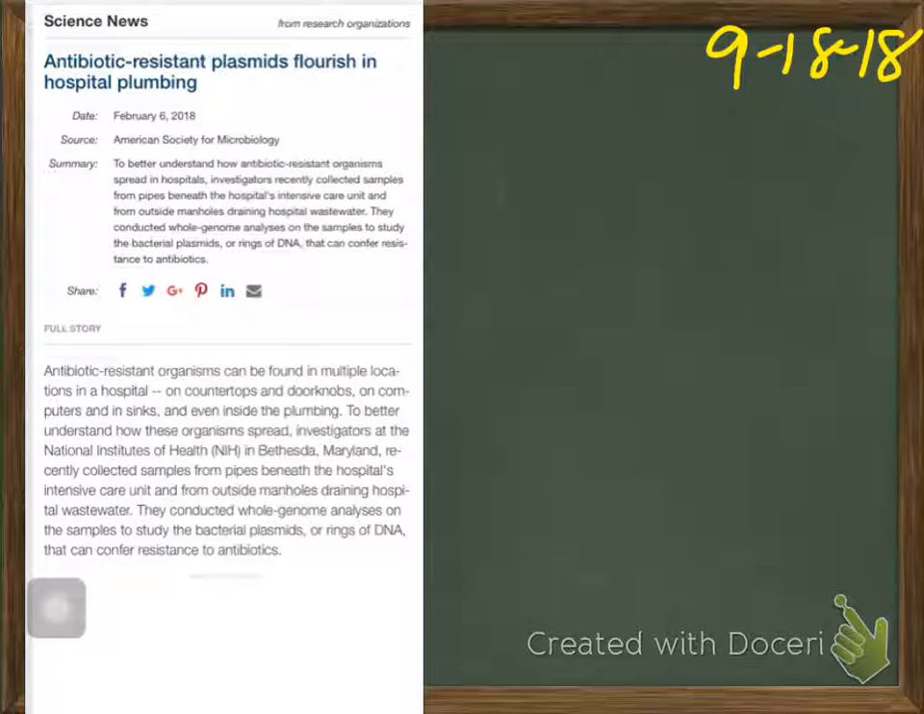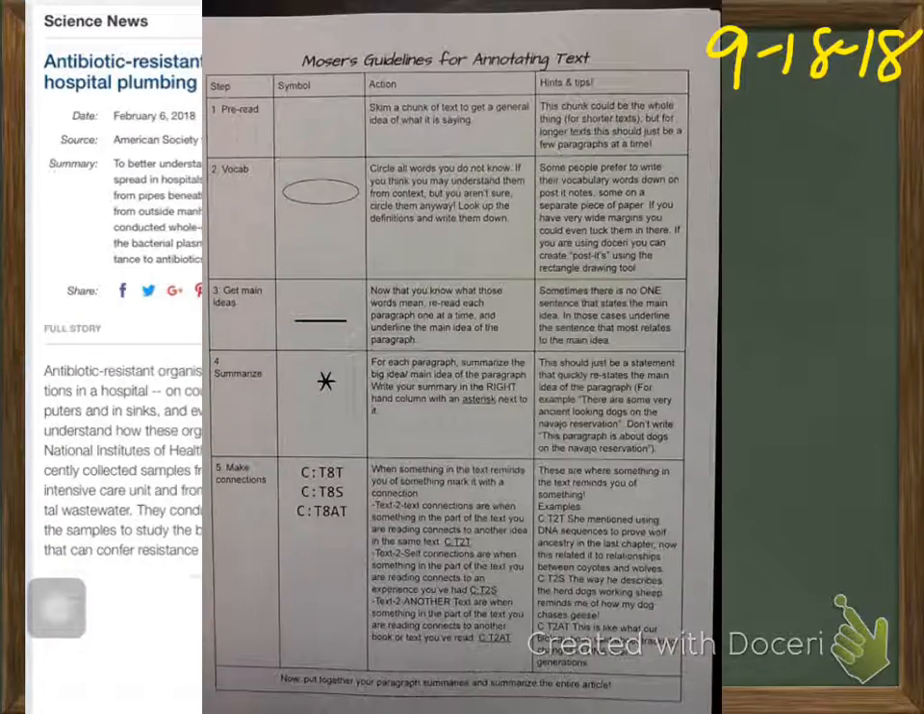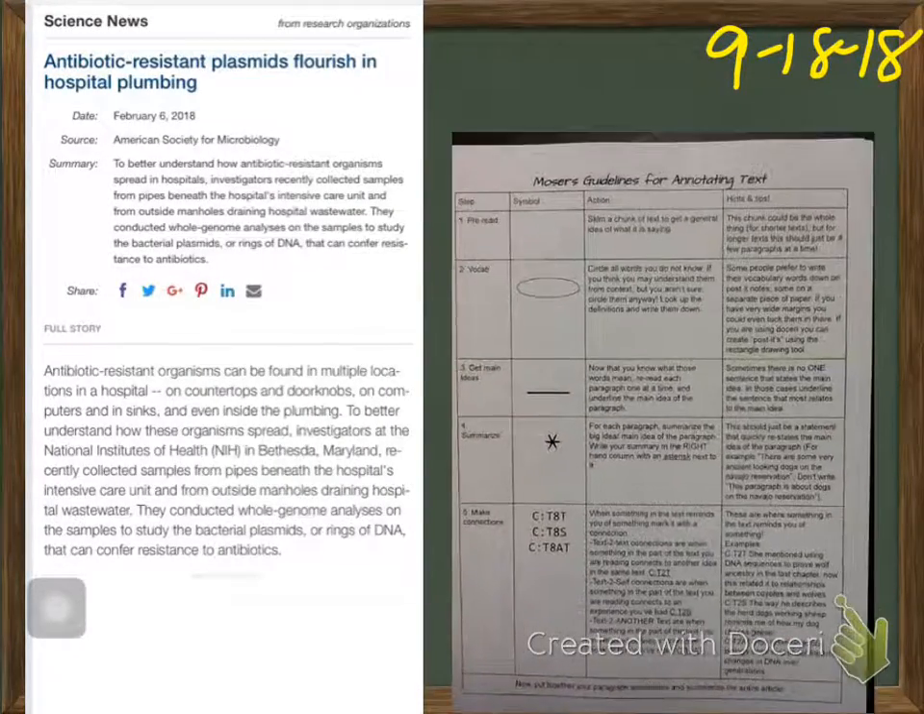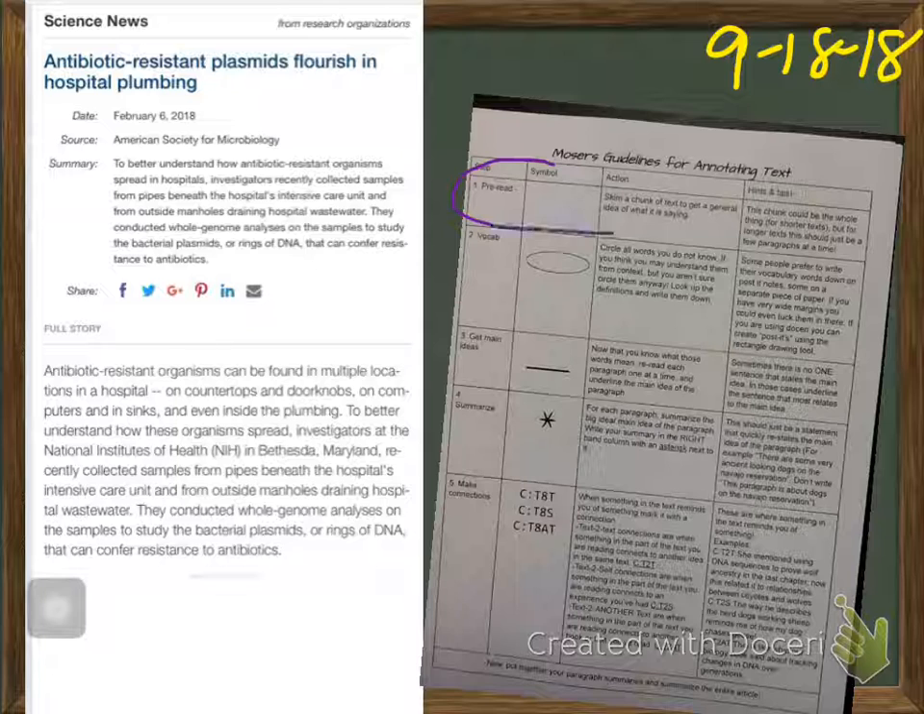So you want to leave lots of space over on the side because that's where you're going to do your annotation. I forgot to give you a paper copy of the annotation guidelines. Let me do that. Okay, so the first step in doing this annotation is actually pre-reading. And when we pre-read, and I'm going to pop in the image of the annotation guidelines, we literally just kind of read through it.